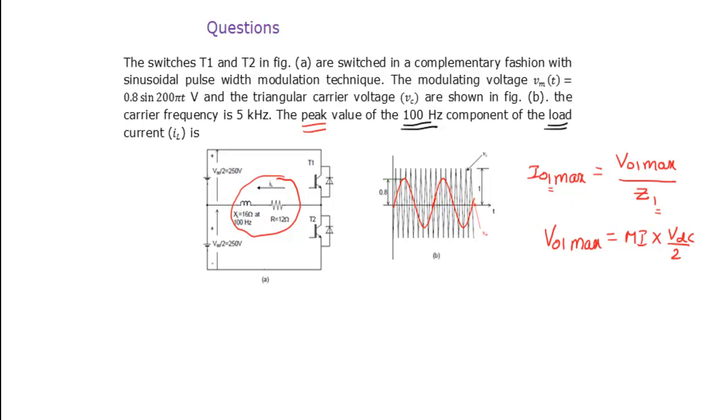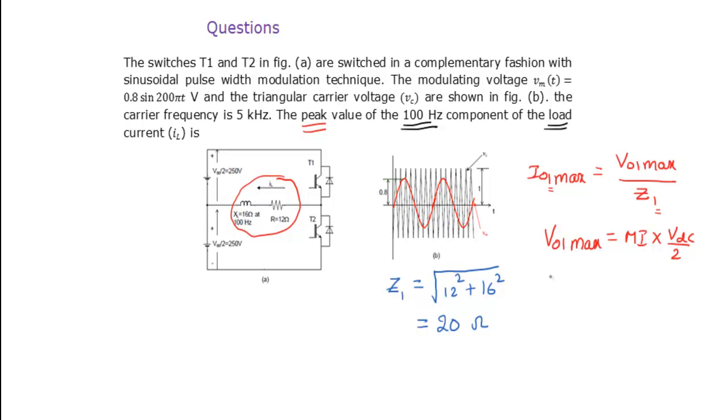So here you can calculate Z1 using this one. Omega L is given as 16 ohm at 100 Hz. 100 Hz means it is the fundamental component, so no need to worry about anything. R is 12. So Z is nothing but root of 12 square plus 16 square, that is 144 plus 256, that's 400. Square root of 400 is 20. So this is 20 ohm.